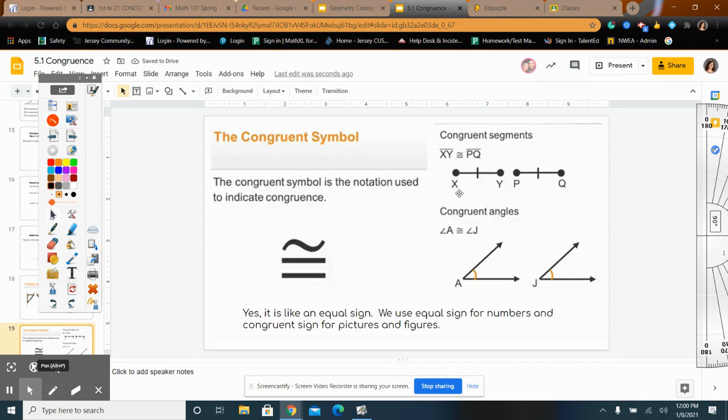So this is a symbol for congruent, and the congruent symbol kind of looks like an equal sign. It really does the same thing as an equal sign, but we use equal signs for numbers, and we use the congruent sign for pictures and figures. We also use those tick marks like we said, and look what they said here. XY is congruent to PQ, and that way you don't have to write out the big long word, congruent.